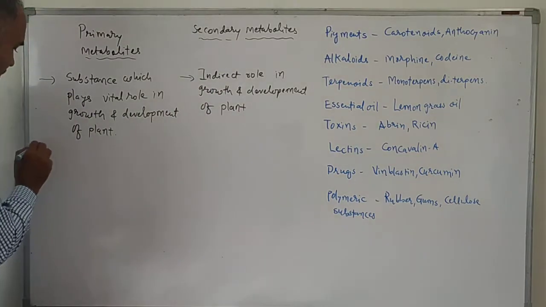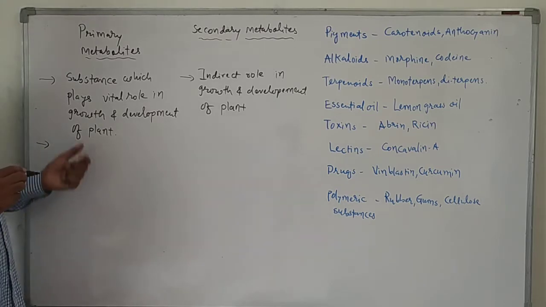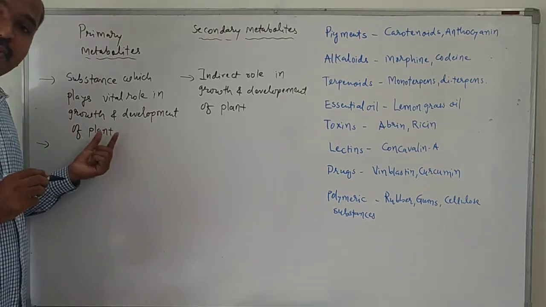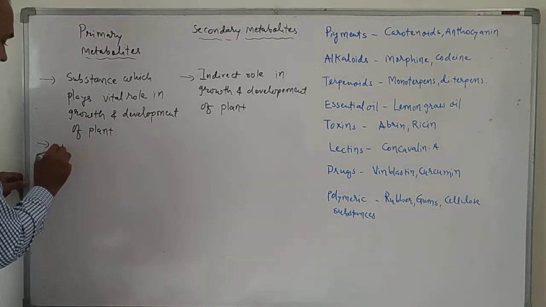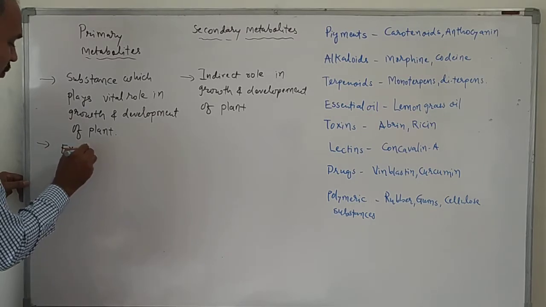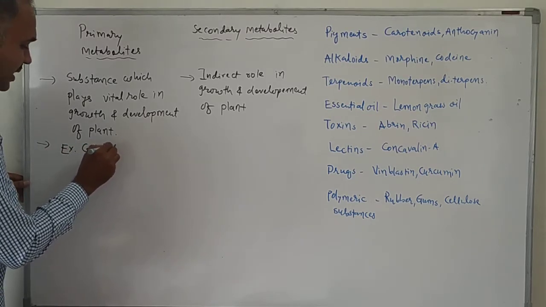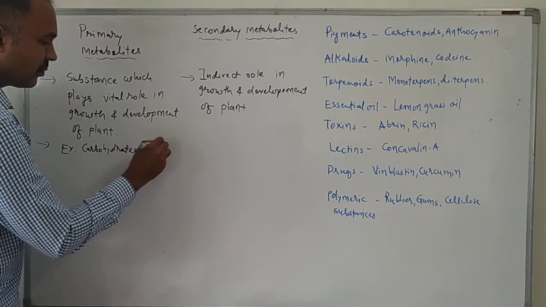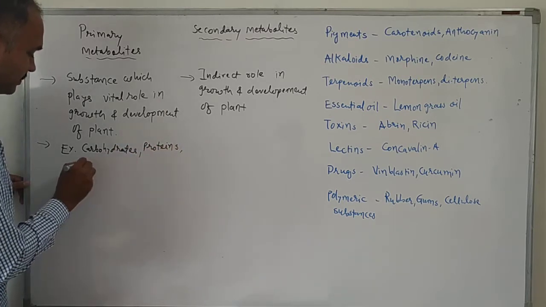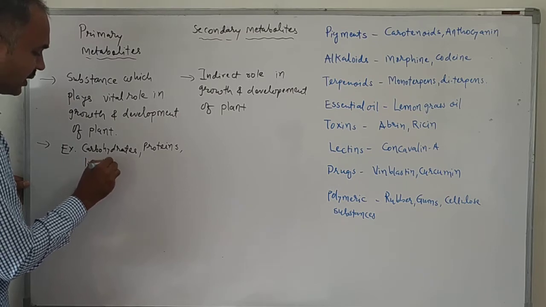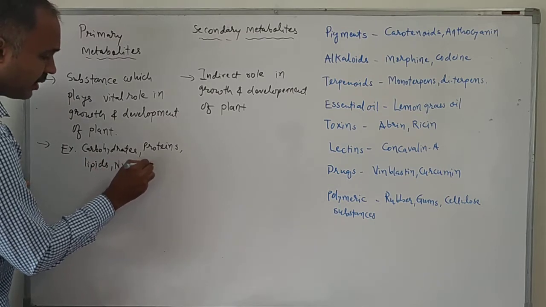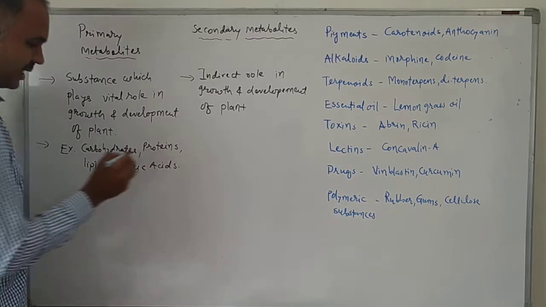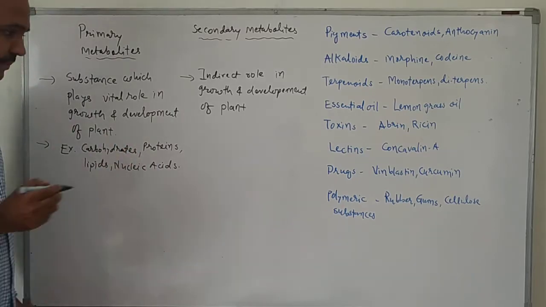Now we will talk about examples of primary metabolite. Examples of primary metabolites are carbohydrates, proteins, lipids, nucleic acid. Okay, these are examples of primary metabolite.